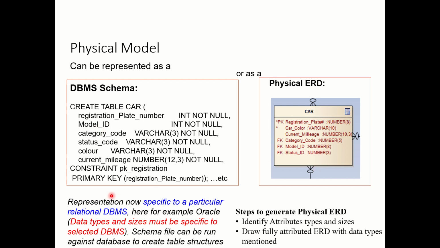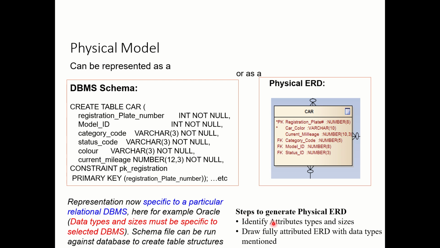Now you could say that it is related to a particular relational DBMS. Here, if you see this itself, it is understood that it is part of an Oracle database. It is specific to a specific database. The data type and the size which we have used is basically specific to a particular database. So the schema file can be run against a database to create table structures.